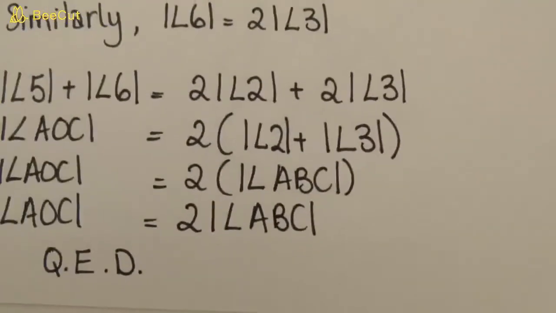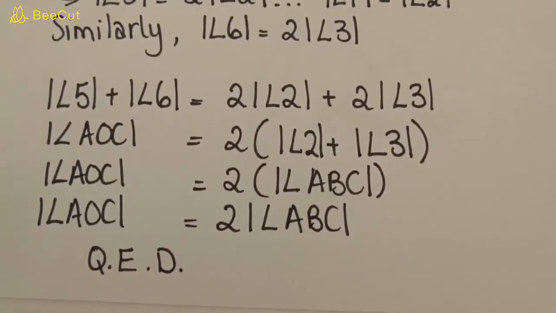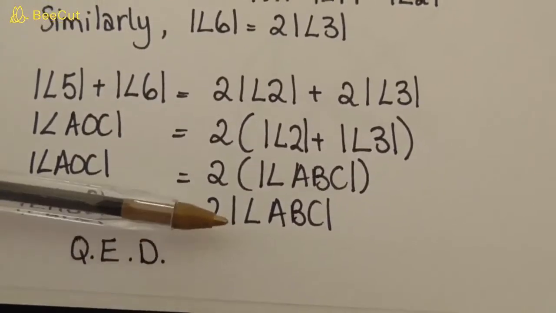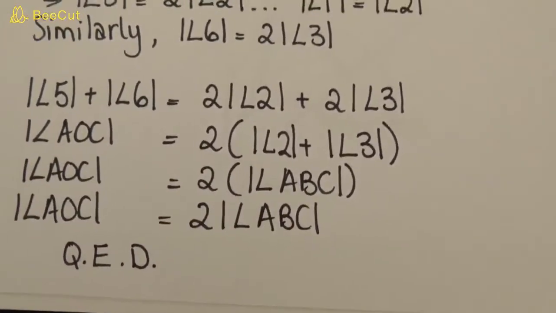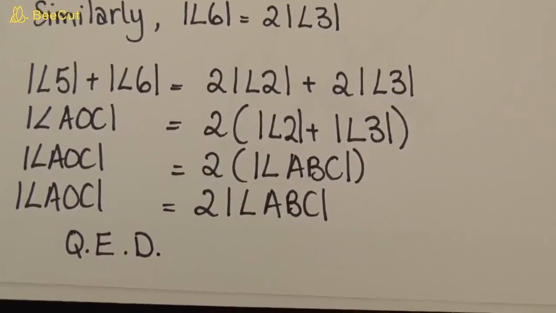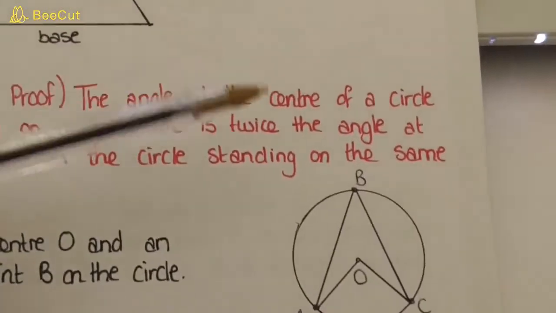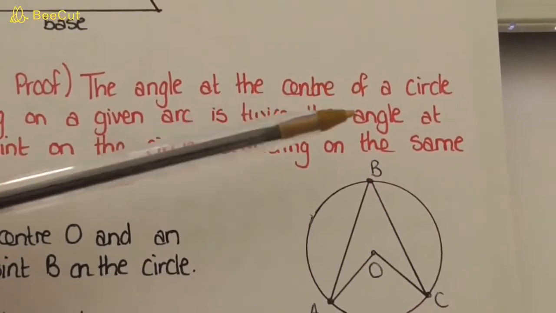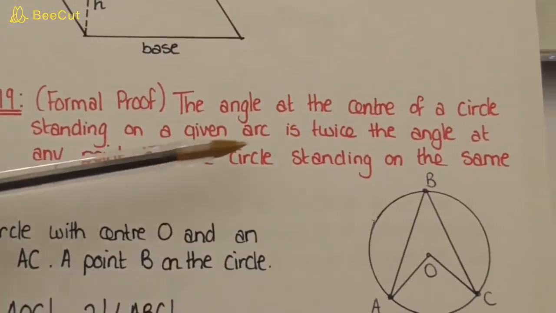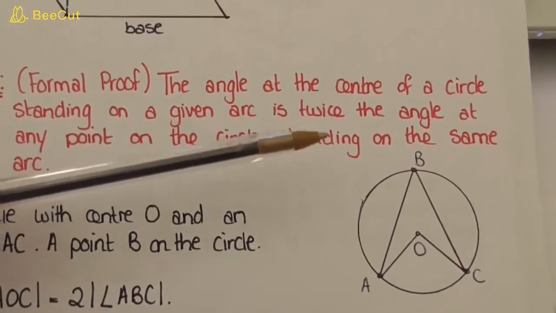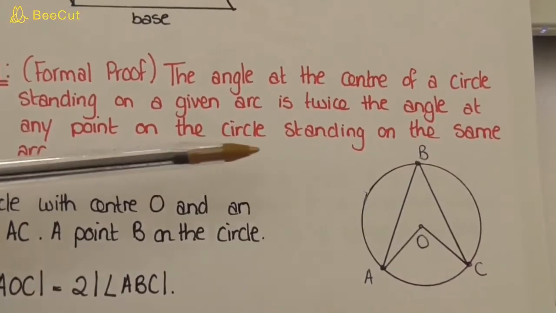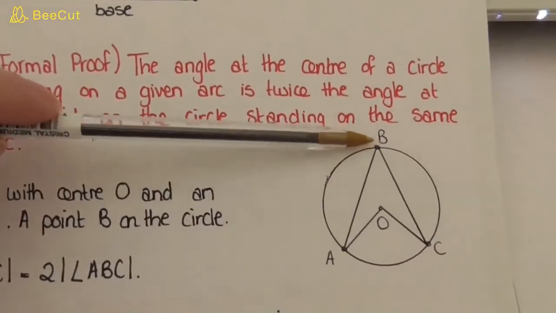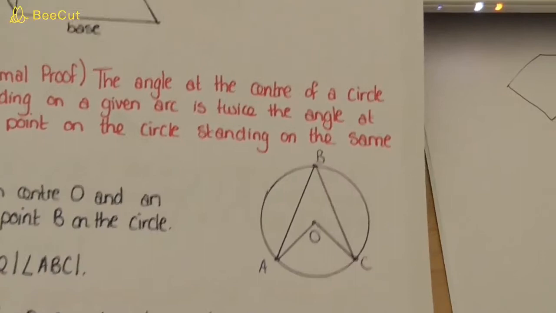Alright? So therefore, angle AOC is equal to twice angle ABC. And that's what I was trying to prove at the very beginning. That the angle at the centre of the circle, so angle AOC, standing on a given arc, the arc is AC, is twice the angle at the point standing on the same arc. So it's twice that angle up there. So that's what I was trying to prove.